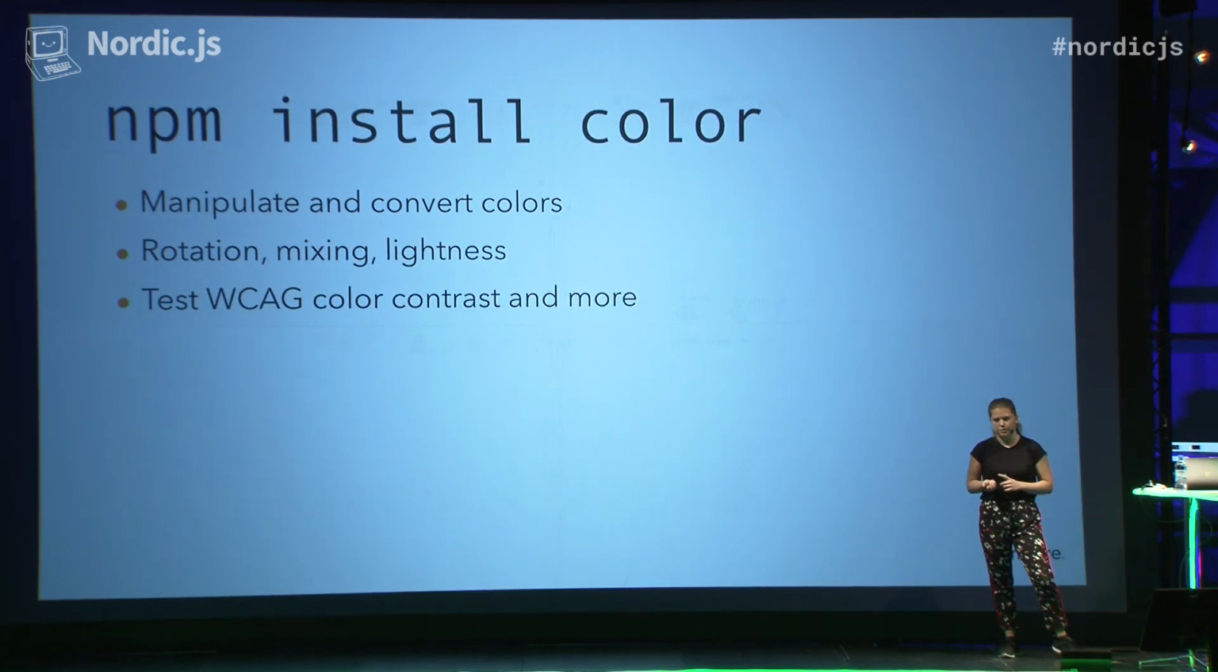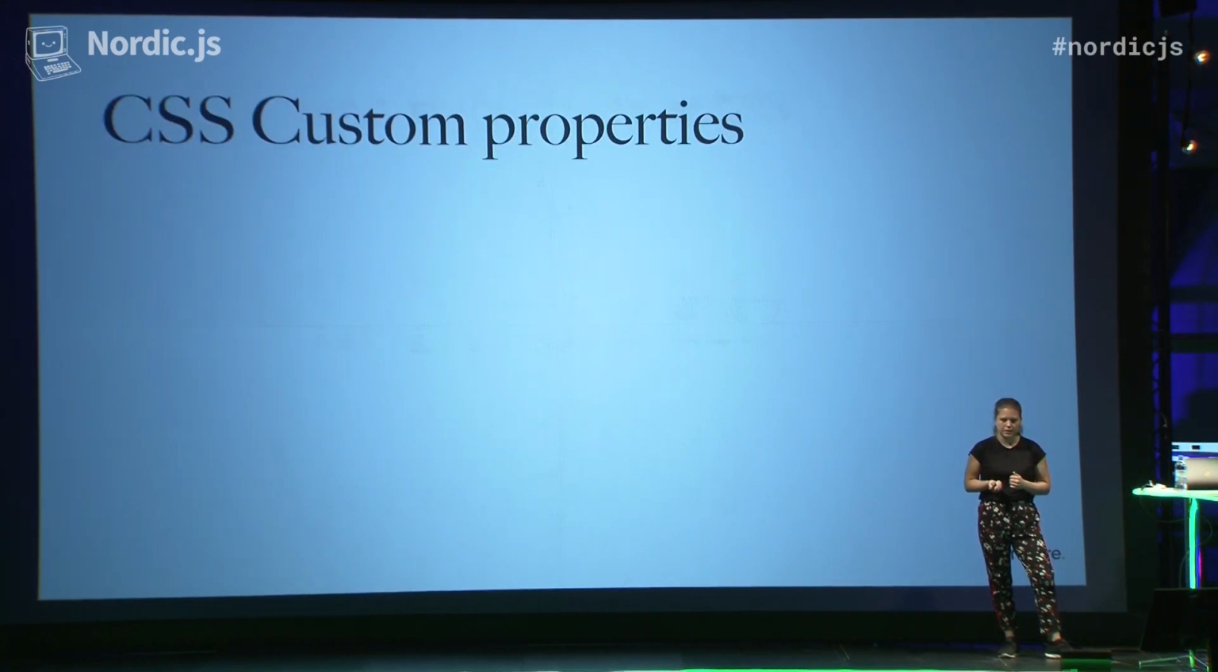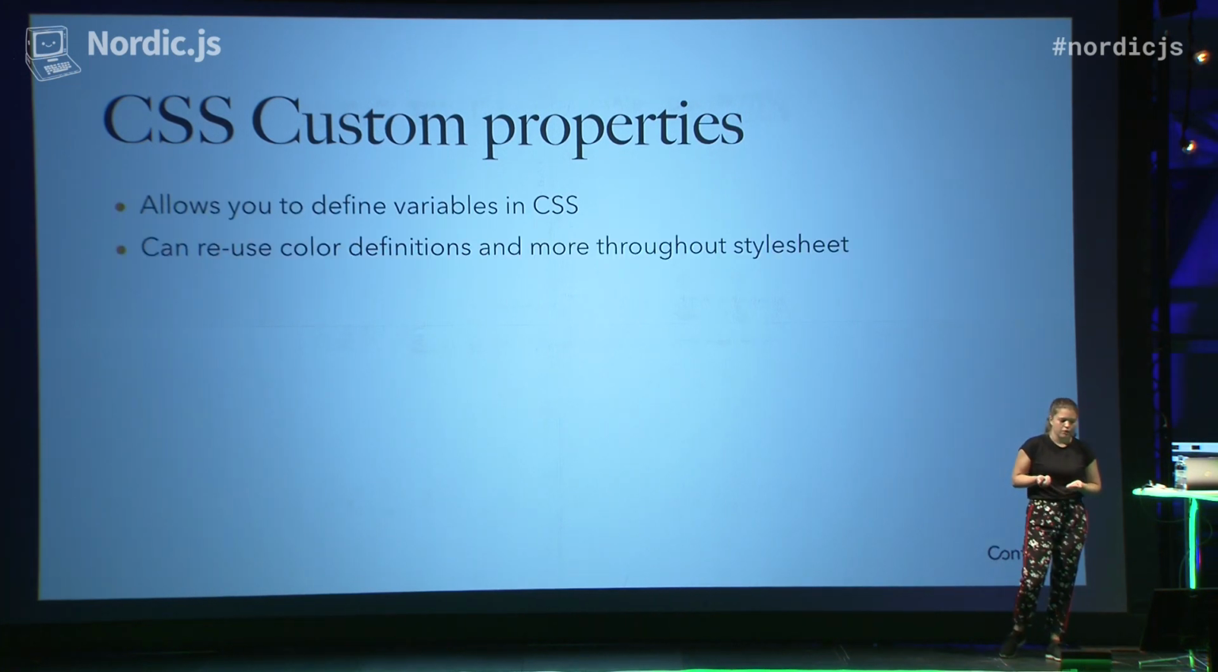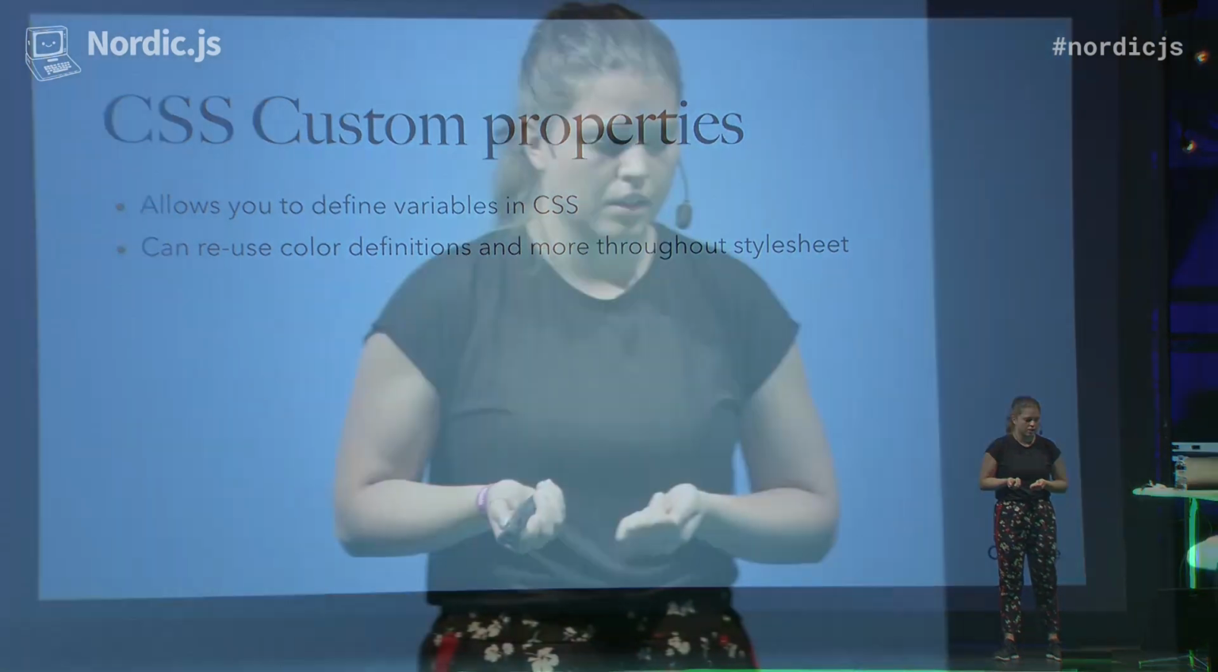But this is in JavaScript, right? So ideally, we just want to do the calculation once, store it in a variable, and use that throughout our style sheet. And we can do that now with CSS custom properties. They will allow you to define variables. You can reuse color definitions. It's cascading, and it can be overwritten.